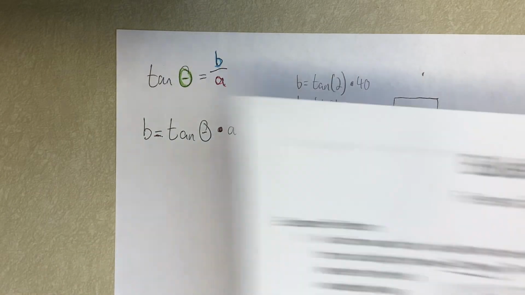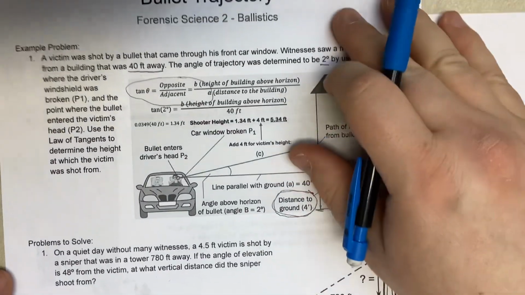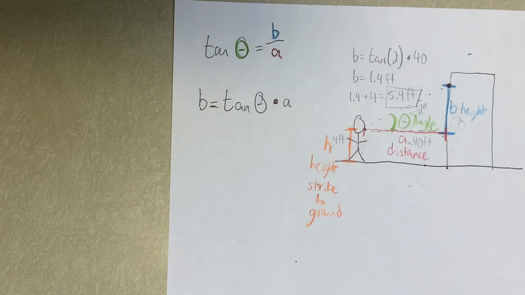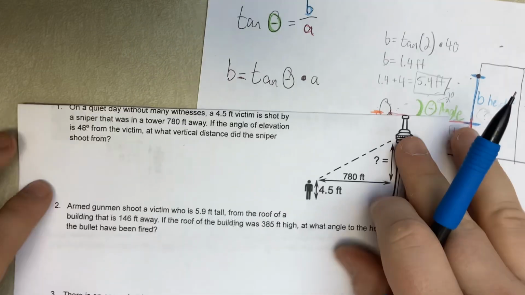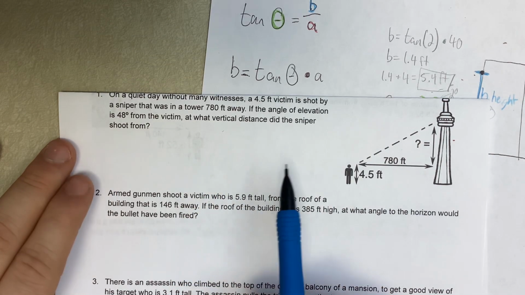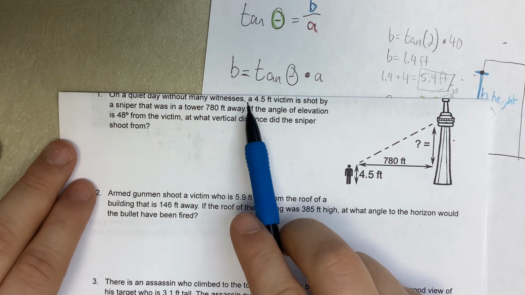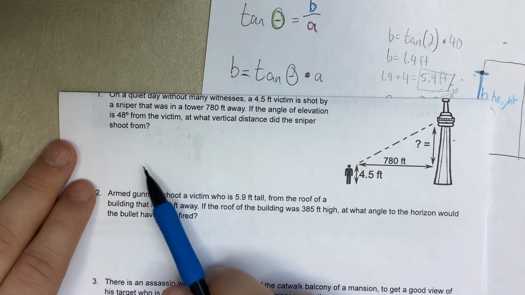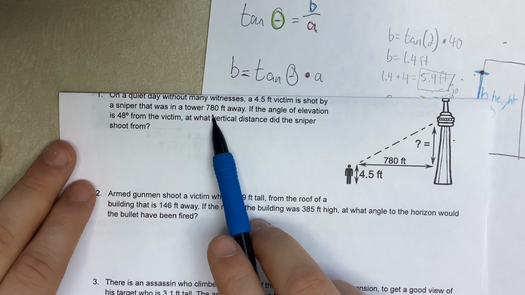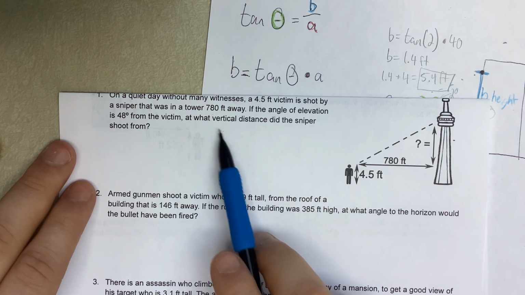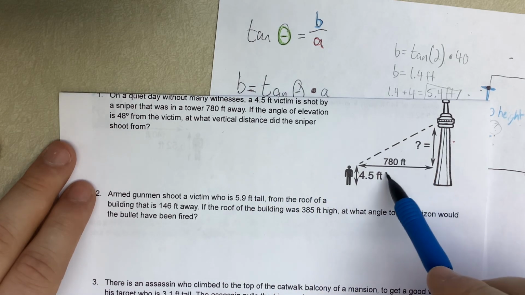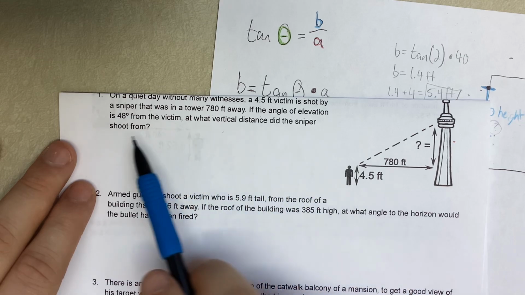Now, to look back at our assignment, our problems to solve. Number one is going to be asking something very similar. On a quiet day without many witnesses, a 4.5-foot victim, that's not telling us its height. It's worded interestingly, but a victim is struck 4.5 feet up by a sniper that was in a tower 780 feet away. So quite a distance from where the person was hit to the tower. If the angle of elevation is 48 degrees from the victim, at what vertical distance did the sniper shoot from?